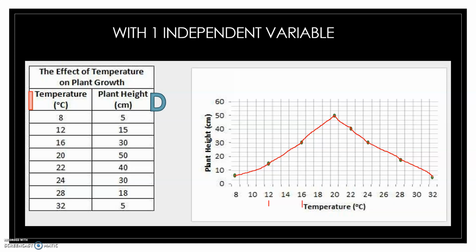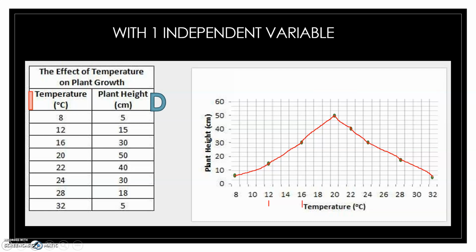Probably 20 degrees Celsius, right? Because that's when the plant height is the highest. And then lowering the temperature or making it even higher than 20 degrees Celsius, either way, is going to affect the plant height. Next, let's talk about the title of the graph.